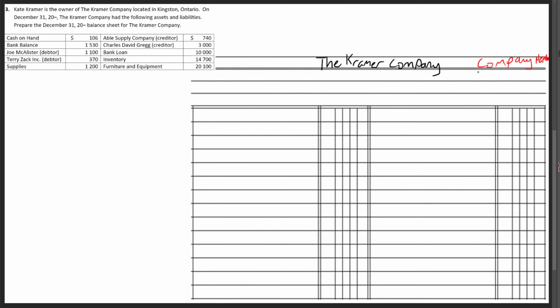The second line is always the type of financial statement. In this case, we are doing a balance sheet. So I need a capital B, A-L-A-N-C-E. Spell it correctly, please. Sheet. S is also capitalized.